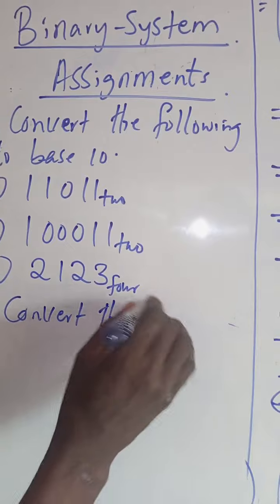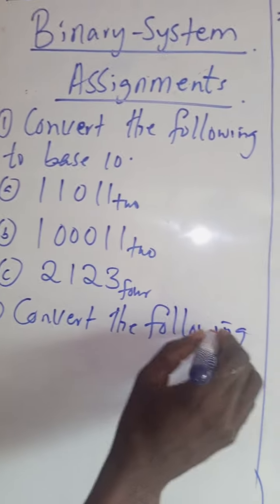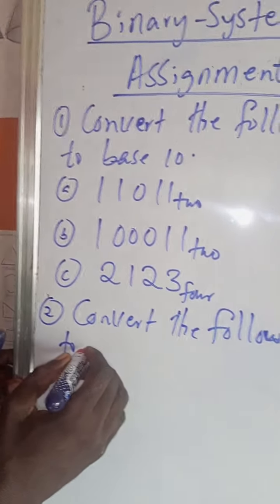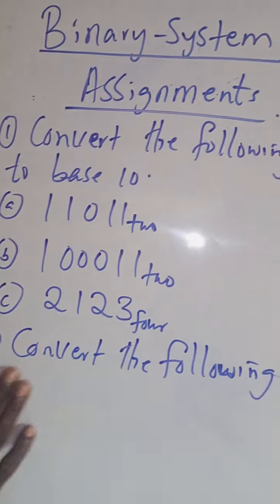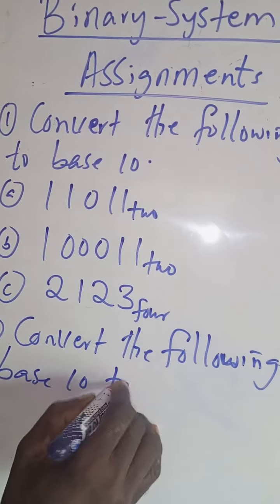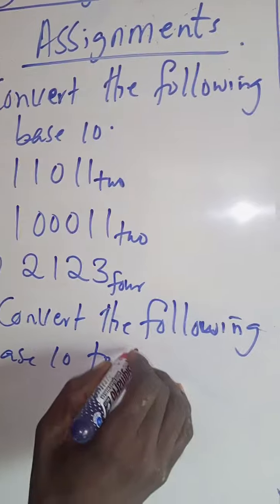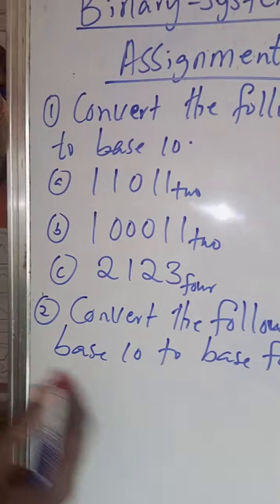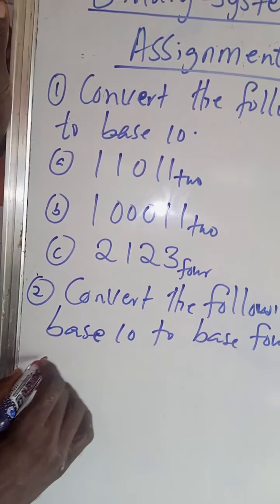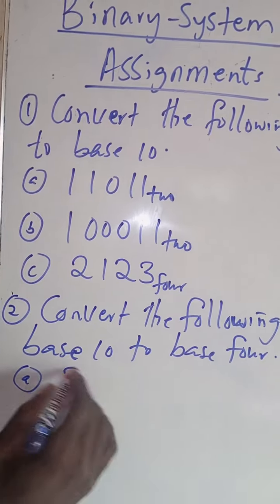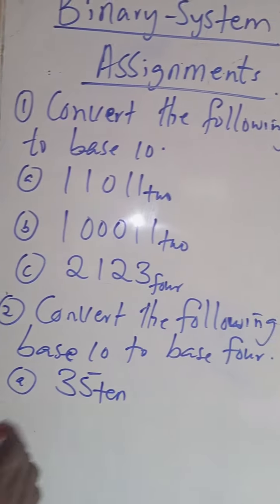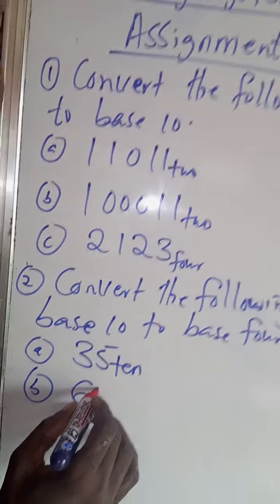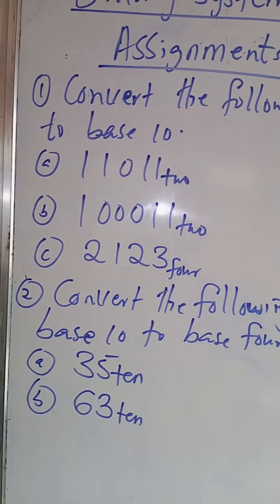Then convert the following base 10 numbers to base 4. Let's say 35 and let's say 63.